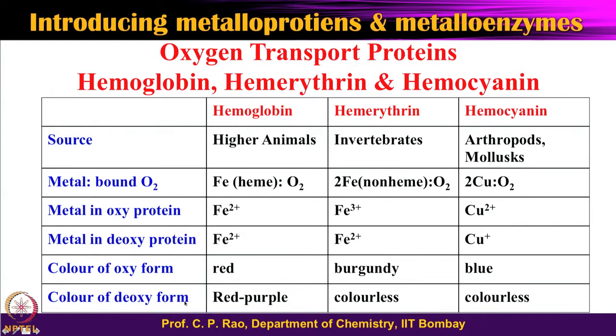Color of the deoxy form: red purple in the case of hemoglobin, almost colorless in the case of hemerythrin, and almost colorless in the case of hemocyanin. The reason is this one is copper 1 and this one is copper 2, but due to some other reason the color is lost here and the color is still there.